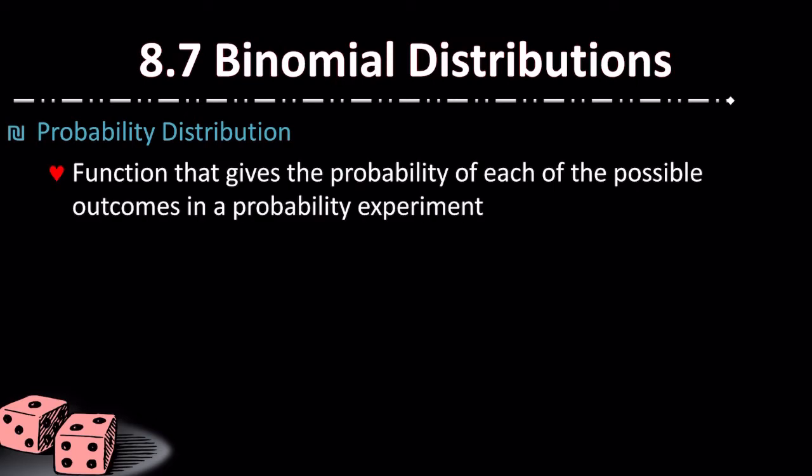A probability distribution is a function that gives the probability of each of the possible outcomes in a probability experiment. So we're calculating probabilities, and we want to know all the probabilities of all the possible outcomes. That's a distribution. And the sum of all those probabilities should equal 1, which means something happened.